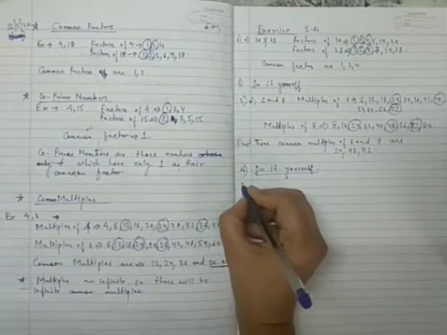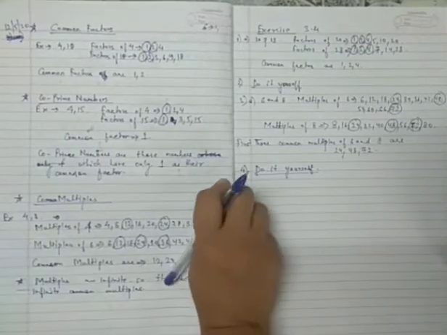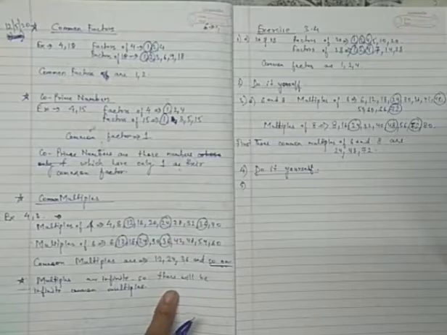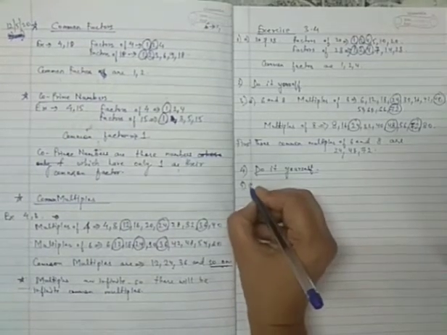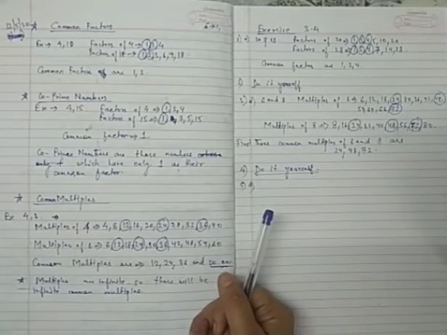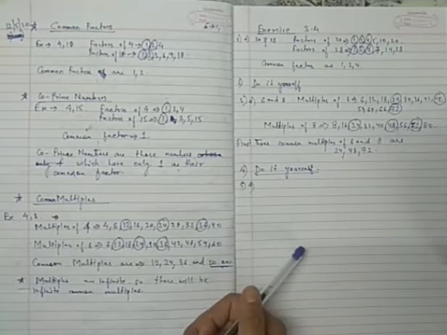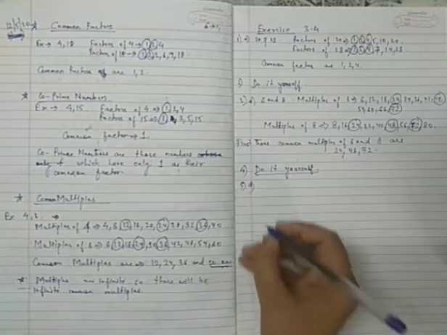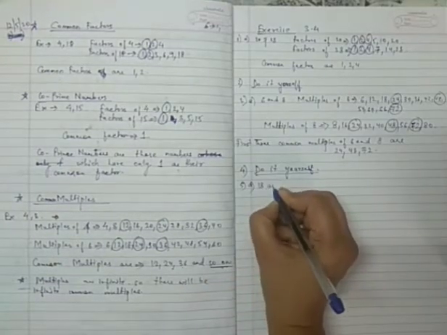Now question number 5. Which of the following numbers are co-prime? Let me explain the first question. What are co-primes? Co-primes are numbers which have only 1 as their common factor. So what have they given you? 18 and 35.